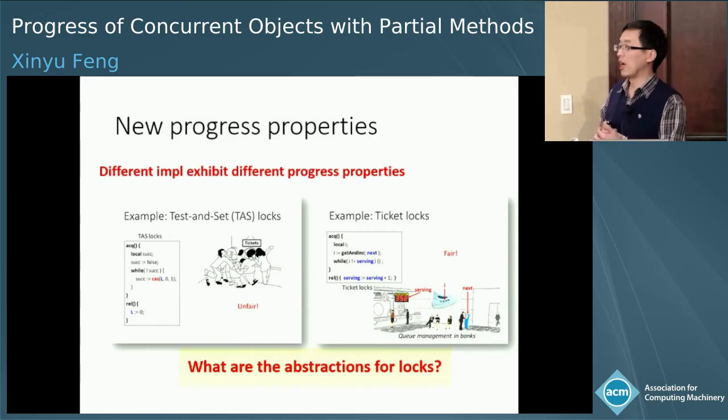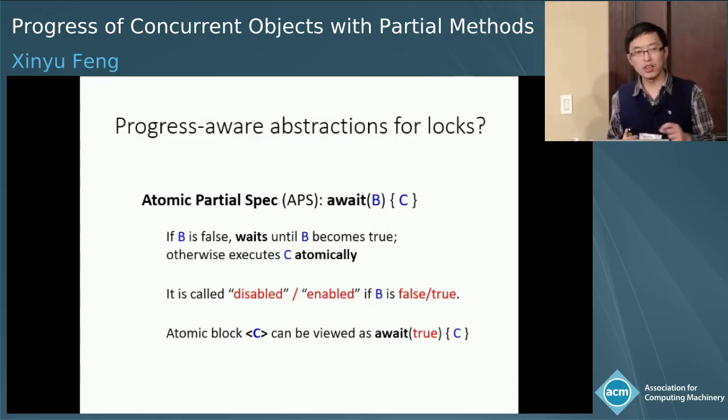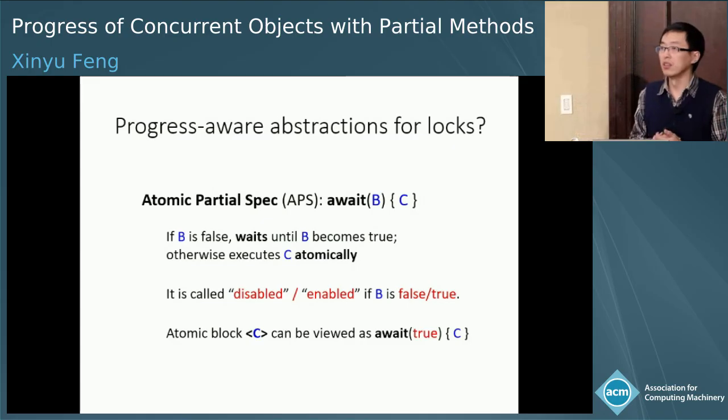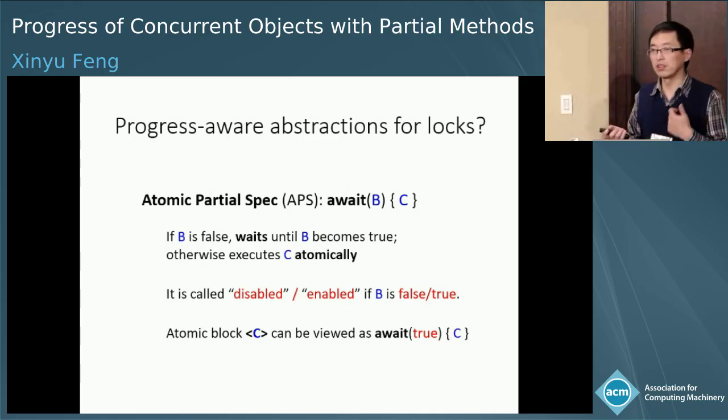So how about the abstractions? We want some abstraction to give us contextual refinement. Okay. And the first idea that comes to our mind is to use this classic await command. Most of us know about this. The idea is that if B is true, then we execute C atomically. And also, the testing of B and the execution of C is also atomic. And if B is false, it has to be blocked. So we say it is enabled if B is true, otherwise it's disabled.